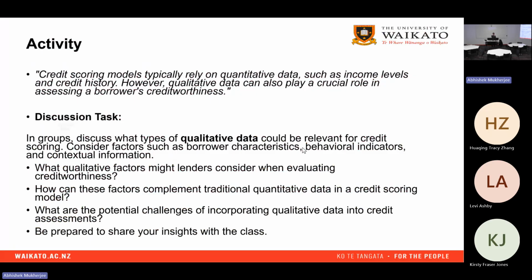Now, I want you to work in groups and consider what the qualitative data are. These are the prompts that you might use. What qualitative factors might a lender consider when evaluating creditworthiness? How can these factors complement the traditional quantitative data in credit scoring? What are the potential challenges of incorporating qualitative data? And then let's start sharing.